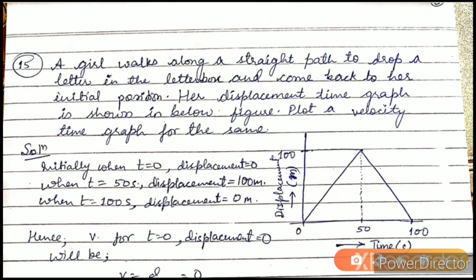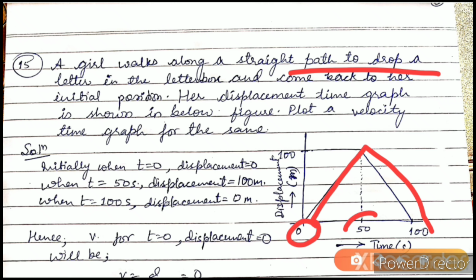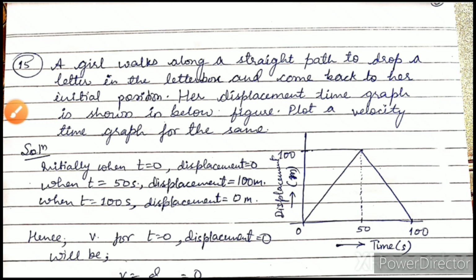Now come to next question. A girl walks along a straight path to drop a letter in the letter box and comes back to her initial position. Her displacement time graph is shown below. Plot a velocity time graph for the same. Now here we see that at time t equal to 0, the displacement was 0. At time t equal to 50, the displacement was 100 meter. At time t equal to 100 seconds, the displacement was again 0.